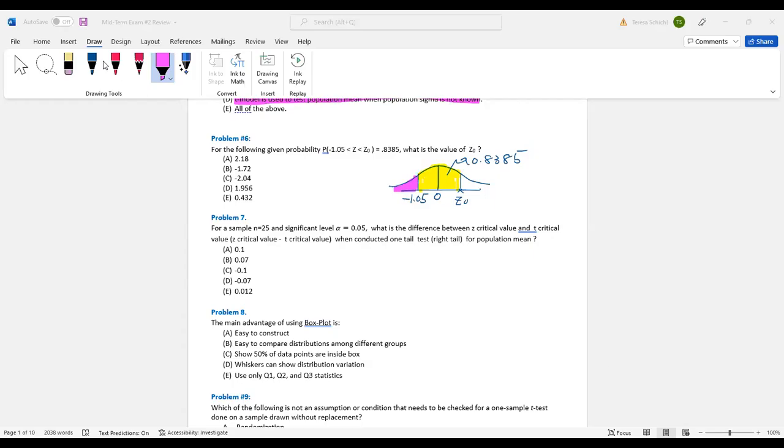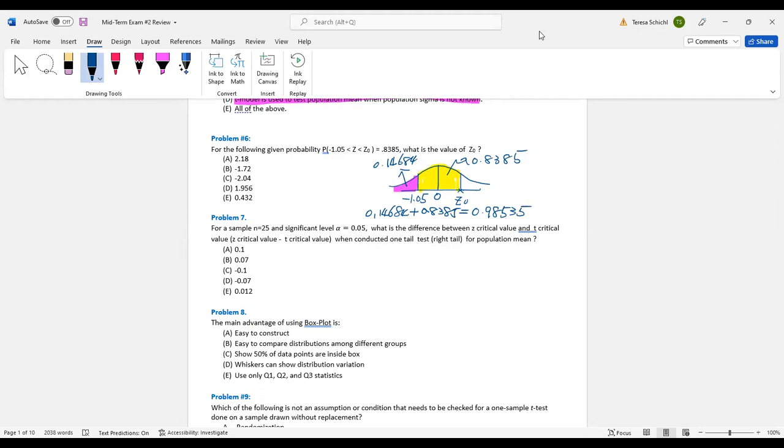So now we see, we just got it. This pink area is 0.14684. If you add it together, that will be everything to the left, right? So it's 0.14684 plus 0.8385. What is that going to be? This will be 0.98535.